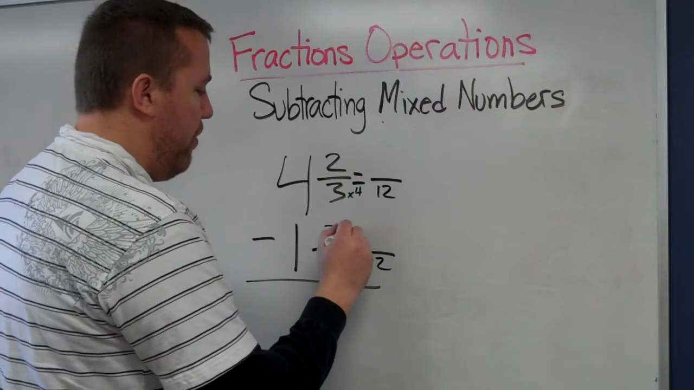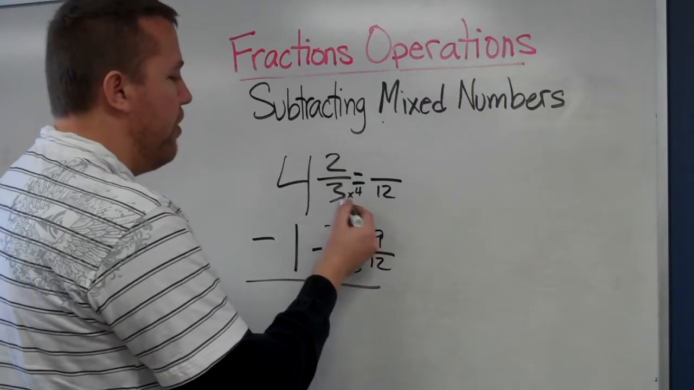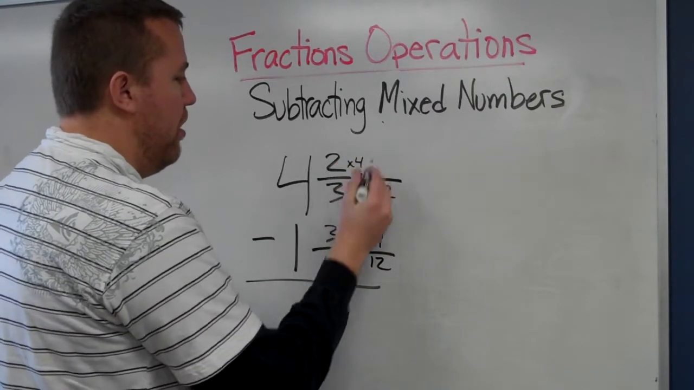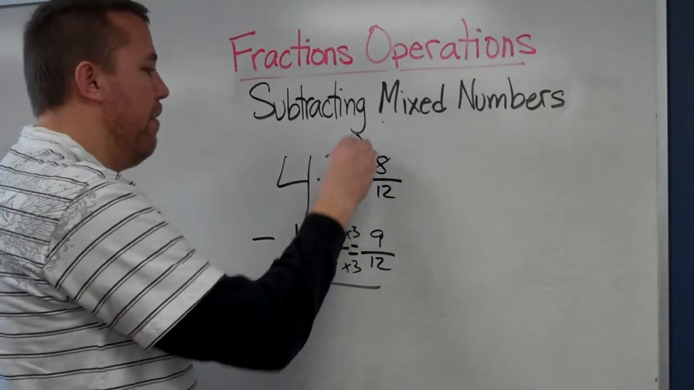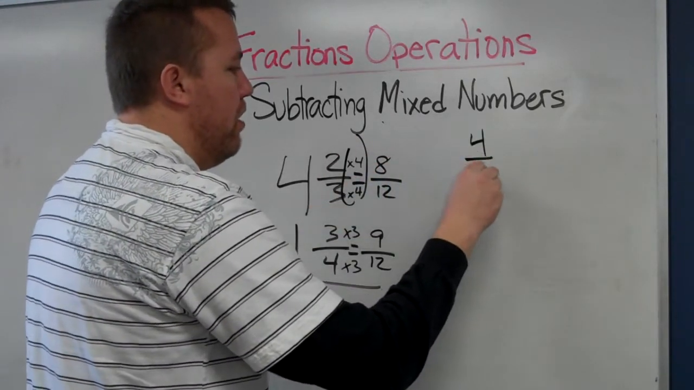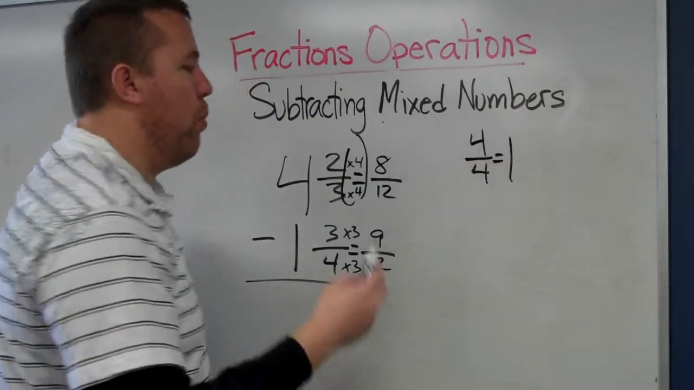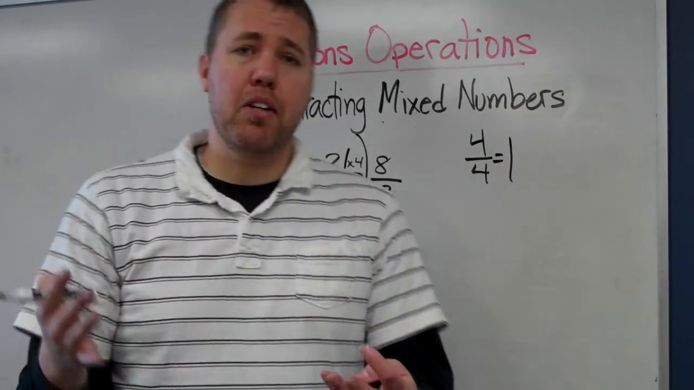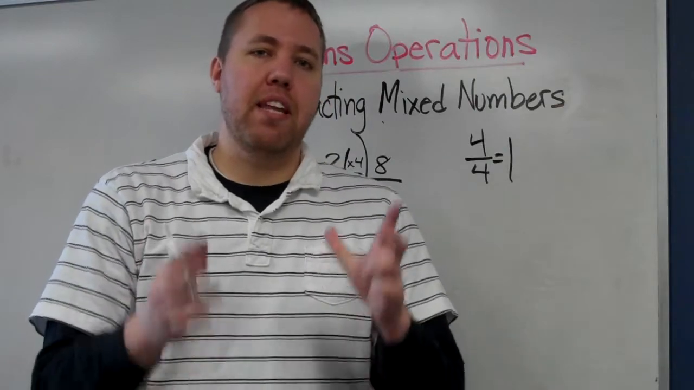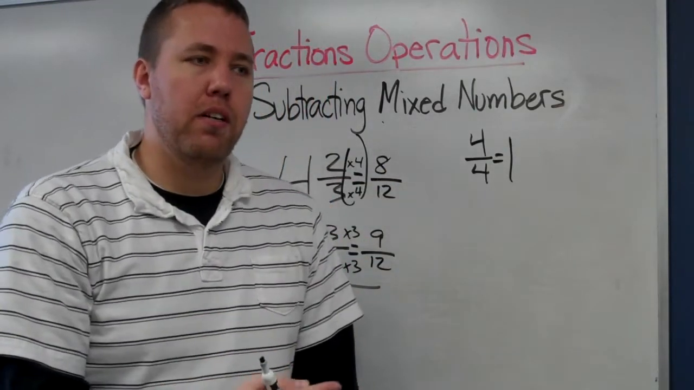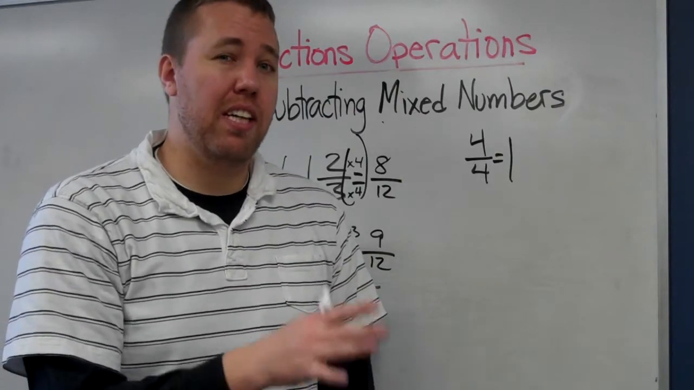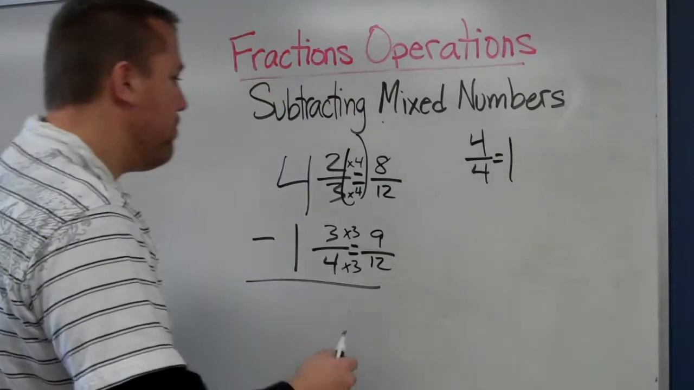4 times 3 is 12, 3 times 3 is 9, 3 times 4 is 12, so 2 times 4 is 8. Timesing by 4 over 4, because 4 over 4 equals 1 whole. I times any number in the world by 1, it will stay the same. Sure, 2/3 and 8 twelfths look a little different, but that's okay, because they are still the exact same amount.